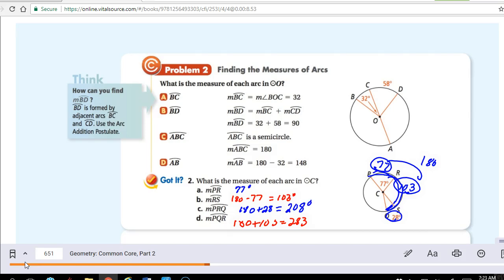So once you know the central angles, you also know the arcs, and then remember the whole way around the circle is 360. And so if you need arcs, you can add those together. It's called the Arc Addition Postulate. This says you can add arcs together to get the one big arc.